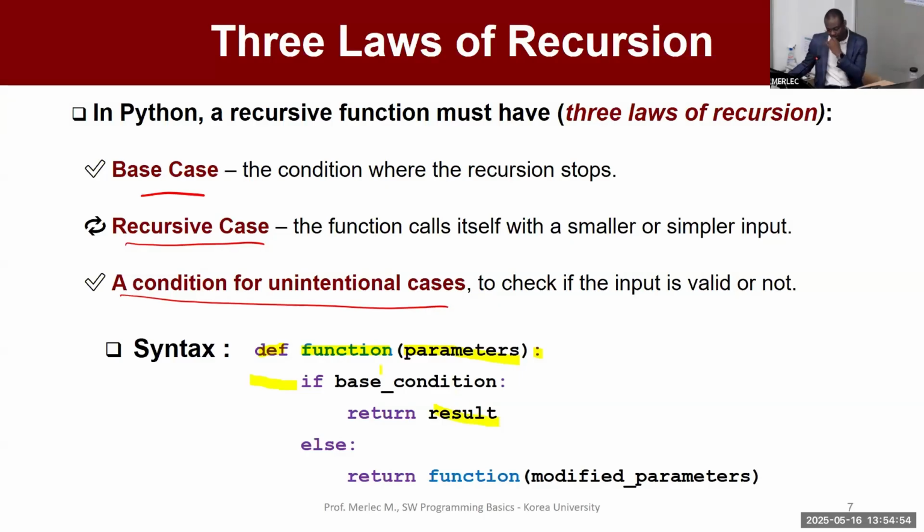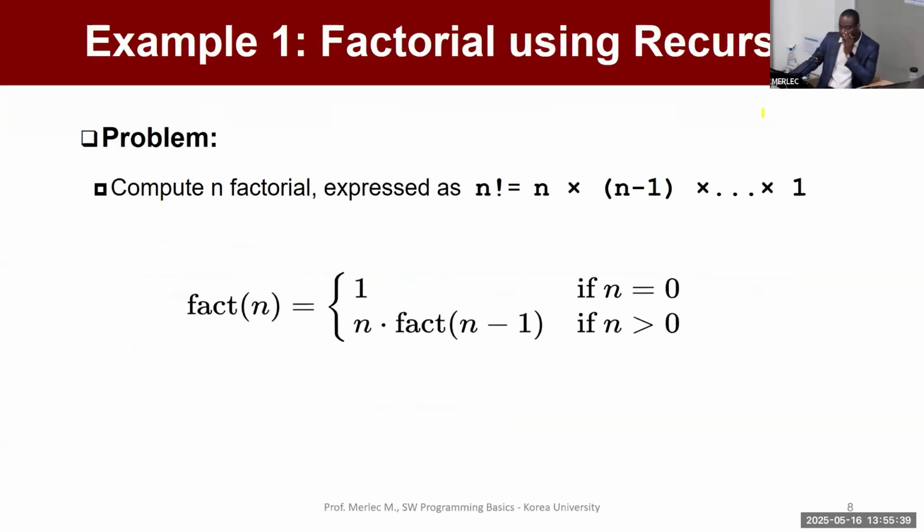Else, when the base case condition is not satisfied, you will go to the recursive case where you call the function itself again, sending the argument for the function to be executed again and again until we reach the base case that will help us exit the recursive function. So this is the syntax of a recursive function. Let's see now a few examples.